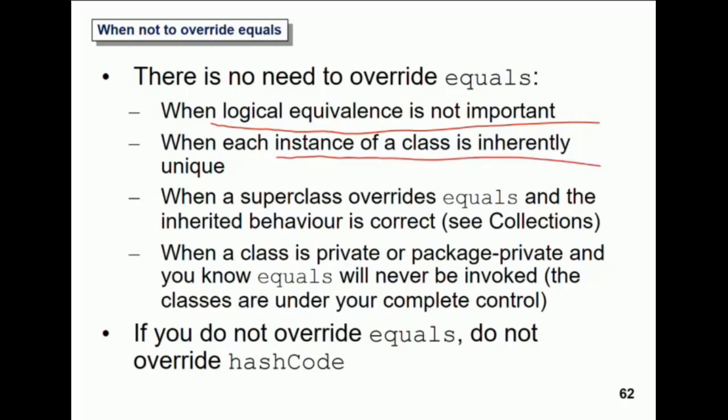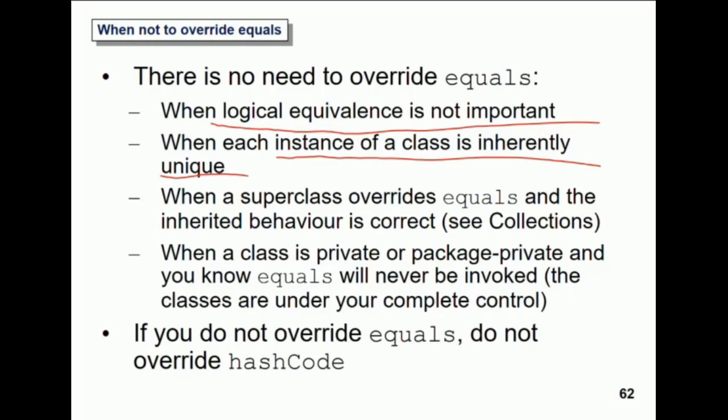When each instance of a class is inherently unique, when you know that you'll only ever create one instance of each object, for example, a menu item. For example, the file menu item. There's always ever going to be one file menu item, so there's no need to create any more instances of that object. So there's no need to override equals for that class. It just doesn't make sense. If you want to check that this is the same object, then you can just use Object's equals method, which checks for identity, if it's the same identity of the same object.